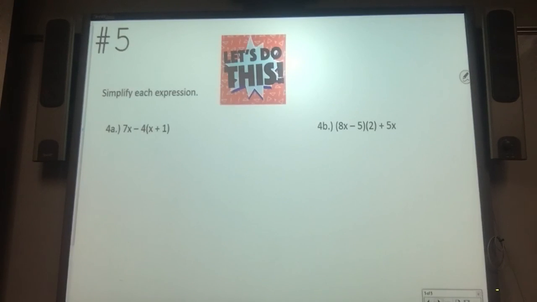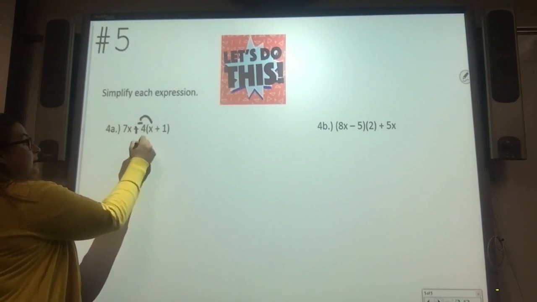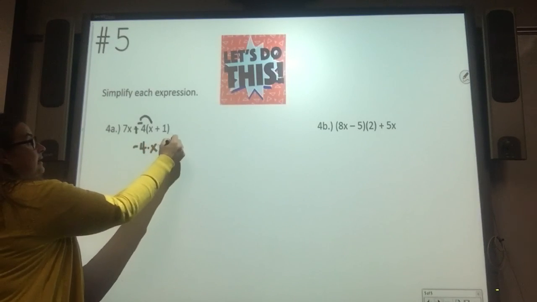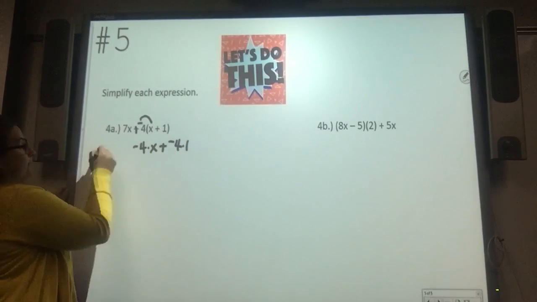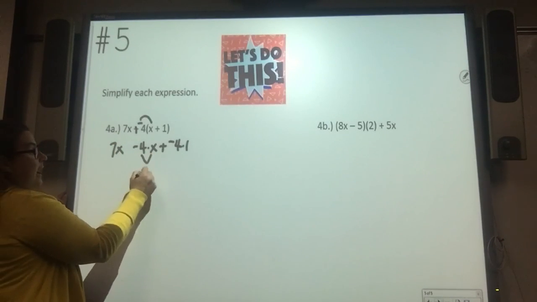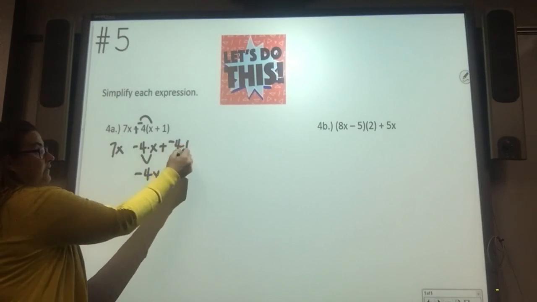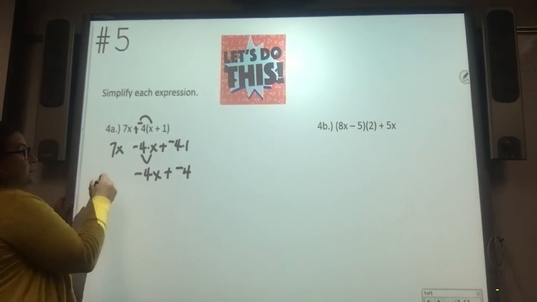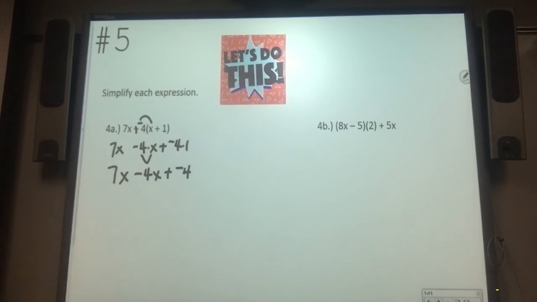So here we go. We're going to take that negative 4 and distribute it to both the x and the 1. So negative 4 times x, and if you want to add up, that's totally fine. Negative 4 times x plus negative 4 times 1. 7x just has to wait its turn. Negative 4x plus negative times positive is negative. 4 times 1 is 4. 7x minus 4x.